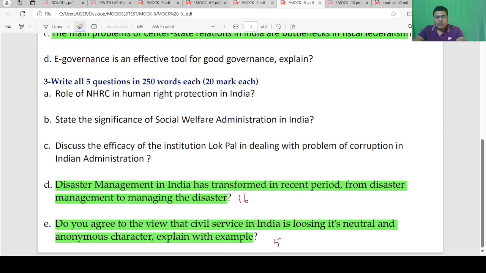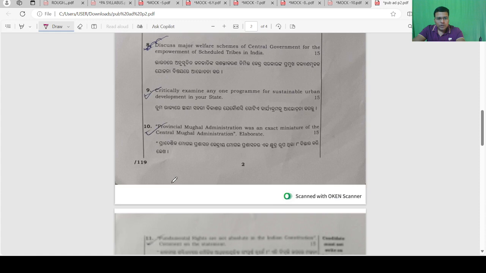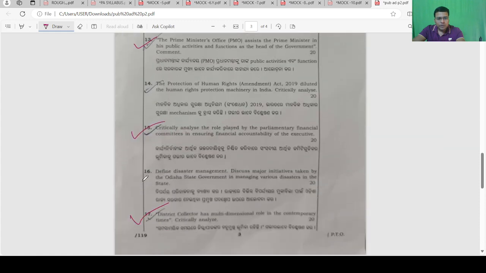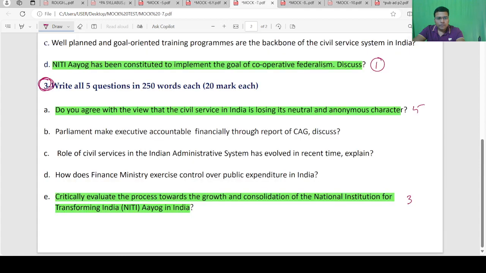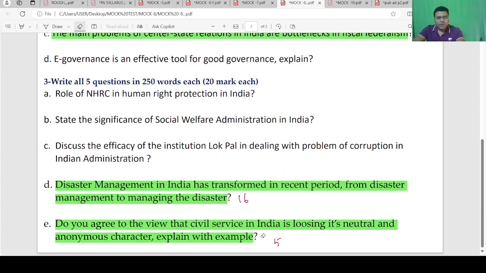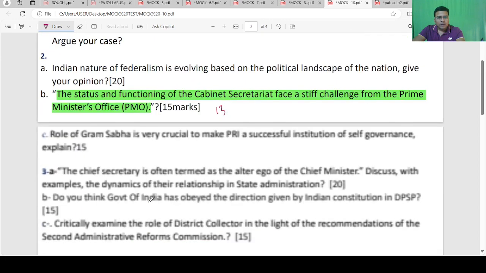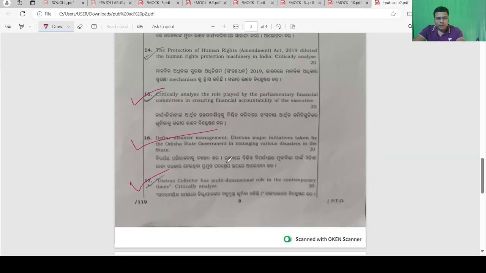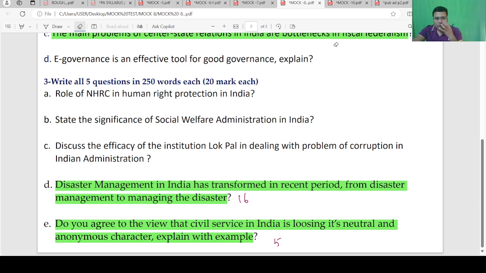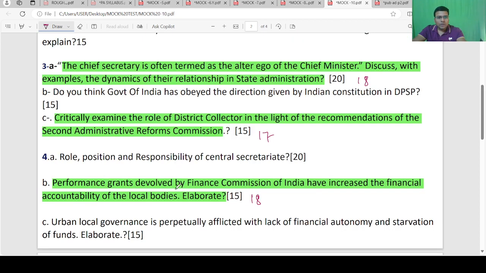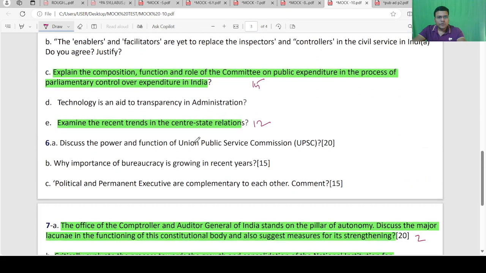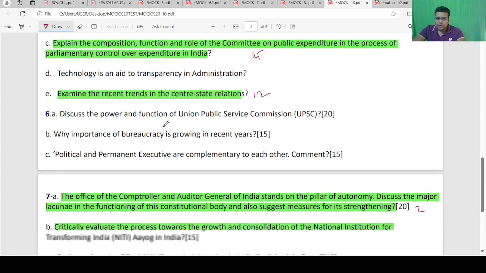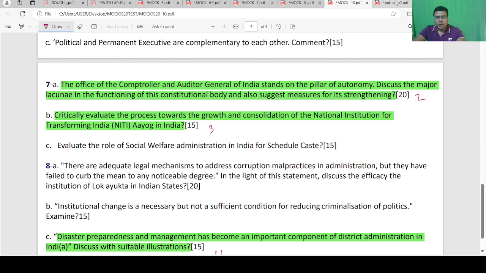Next, disaster management. You have studied India, and Odisha also, so an Odisha question has also come. This is a disaster management question. Disaster management, civil service neutrality, PMO already done, chief secretary, district collector, finance commission. Look, committee on public expenditure, recent trade, center-state relation, financial relation, finance commission, CAG. Listen, look at this question.